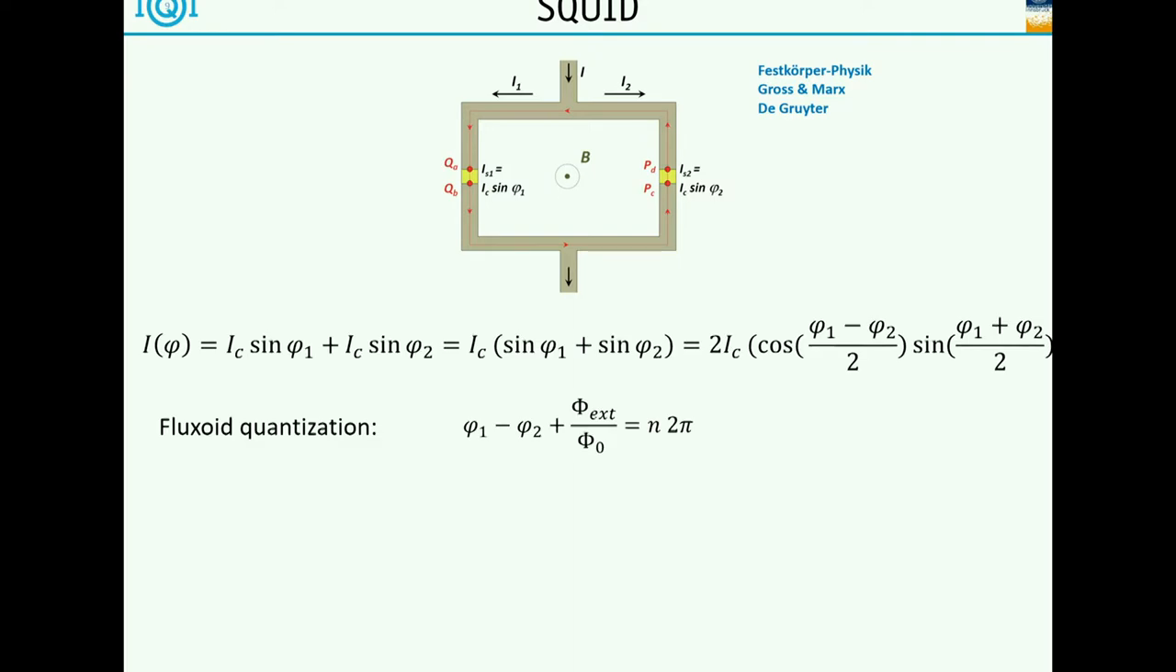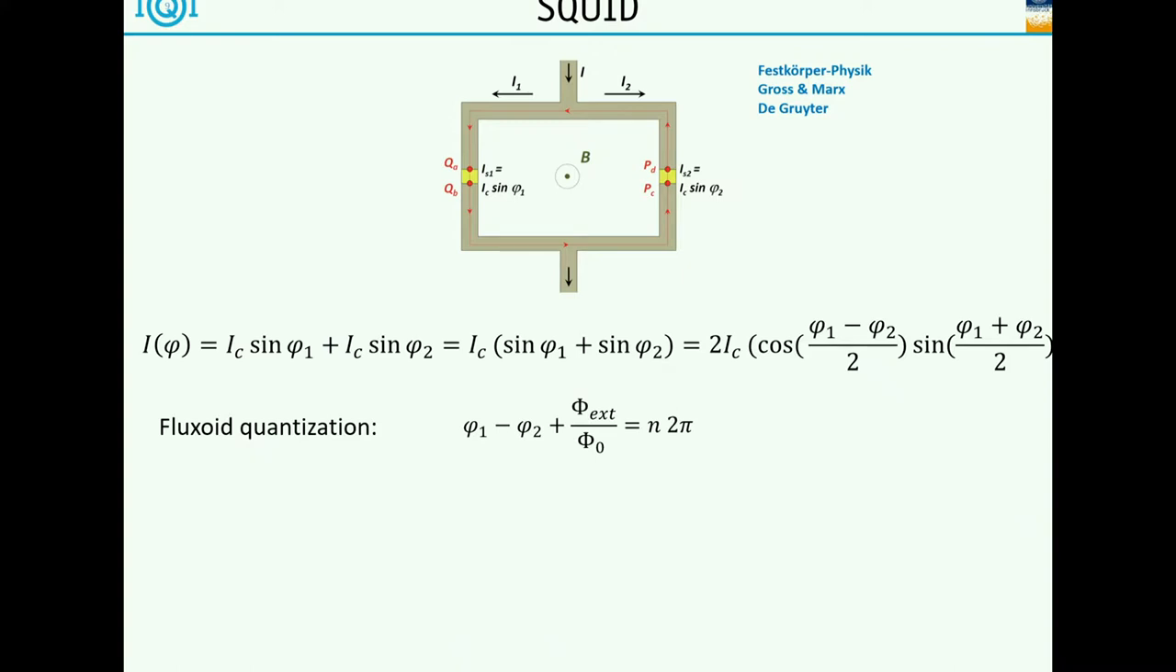Now, if we think about the total current going through this device, I can just sum it up. I send current in, and it will split up and go through the junction on the left and the junction on the right. For simplification, we assume both junctions are identical, so I have just one common IC here. Then I use some trigonometric functions to rewrite these equations. What I get is the cosine of the phase difference across the junction, and the sum.